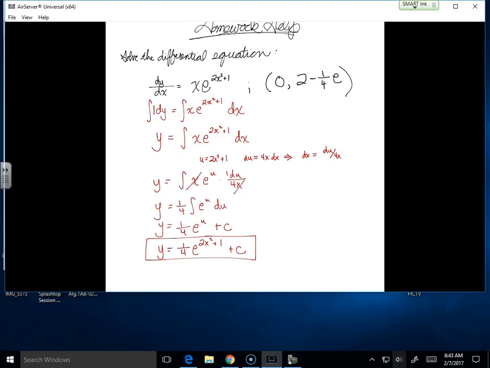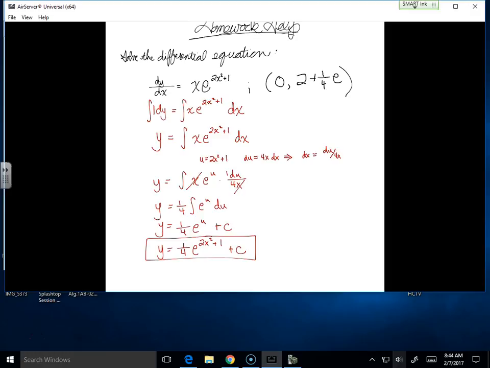So for y you get 2 plus 1/4 e for x equals 0, and then you solve for c. Can you solve for c? Yeah. Hold on, I was trying to double check I made a good one. Make it 2 plus instead of 2 minus.